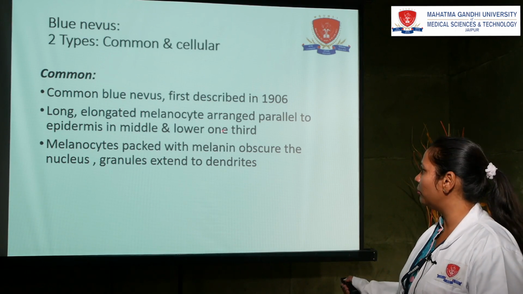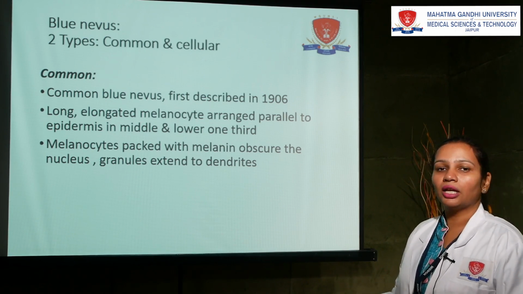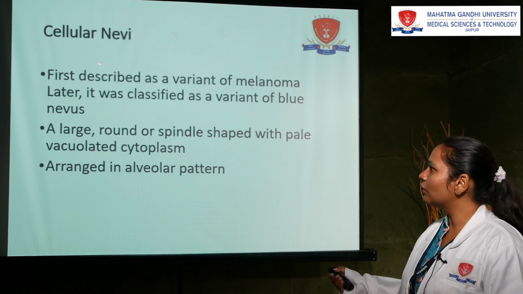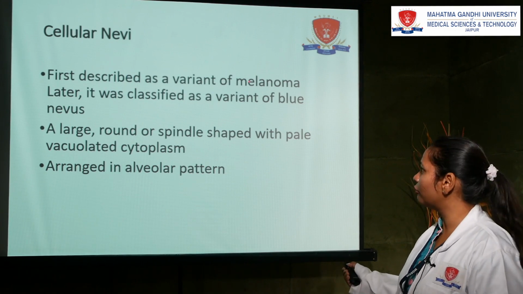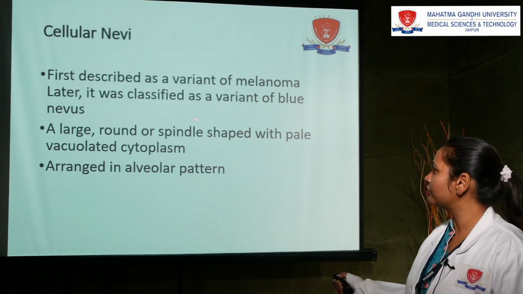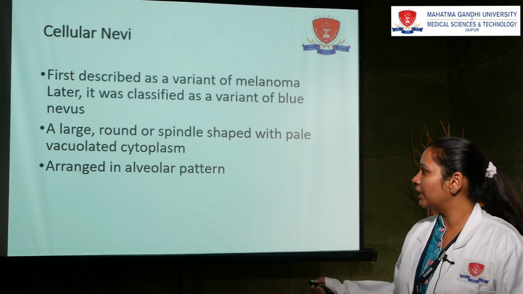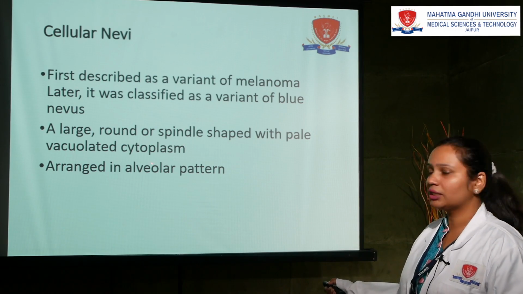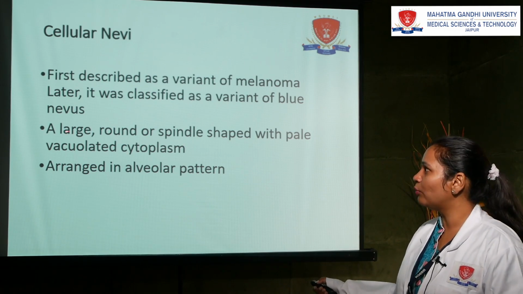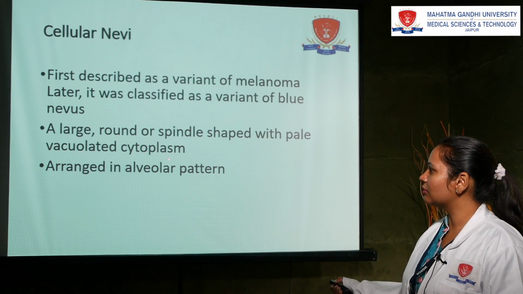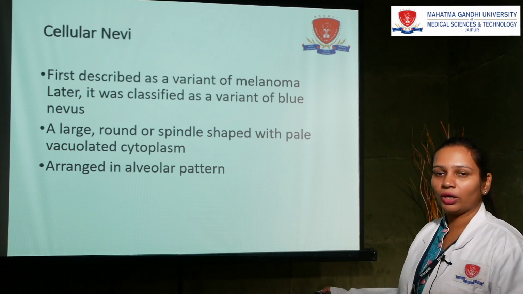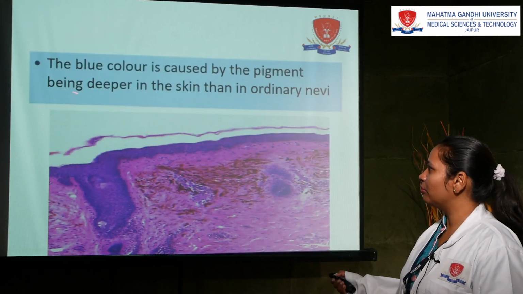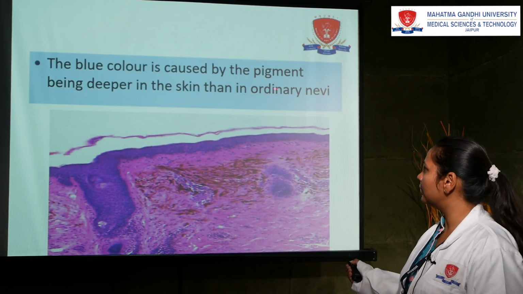Melanocytes are packed with melanin, obscuring the nucleus, and granules extend to dendrites. Cellular nevus was first described as a variant of melanoma and later classified as a variant of blue nevus. It has large, round or spindle shaped cells with pale vacuolated cytoplasm, which is a very important feature. These cells are arranged in an alveolar pattern. The blue color is caused by the pigment being deeper in the skin than in ordinary nevi.